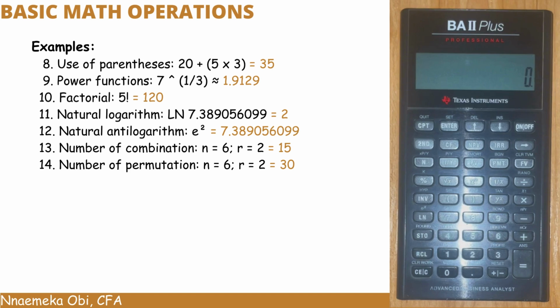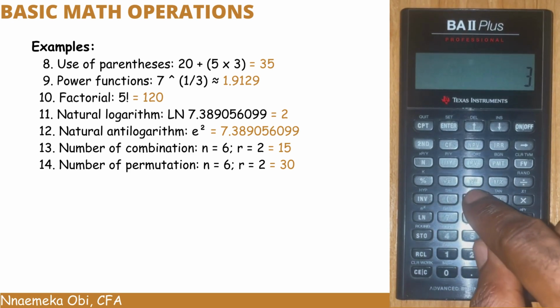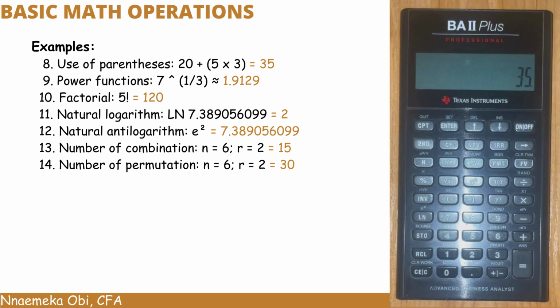Now let's see how we can use the parentheses buttons in the calculator. So we have this example. We are going to press 20, we'll press plus, we'll press open brackets, we'll press 5 times 3, we'll close our bracket. So this is equal to 35.